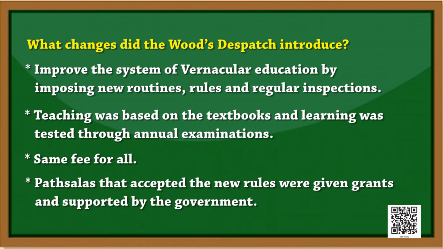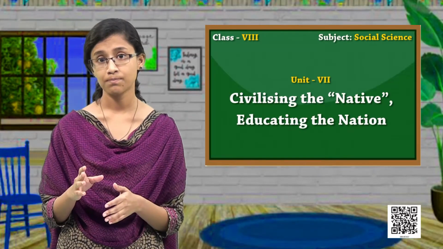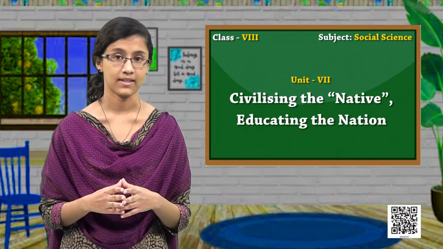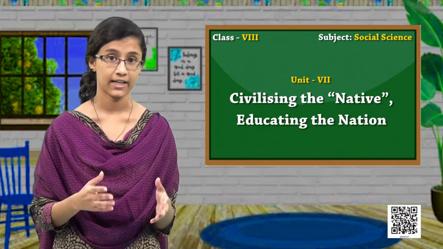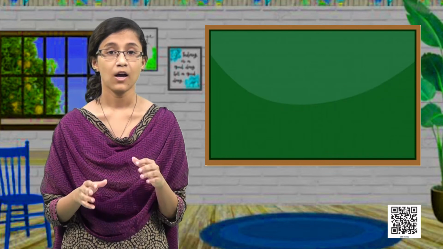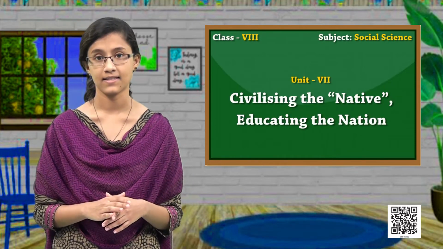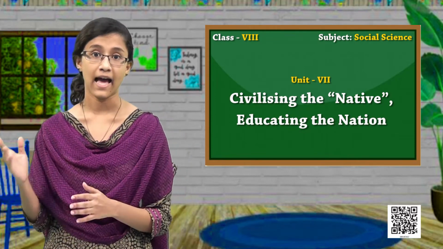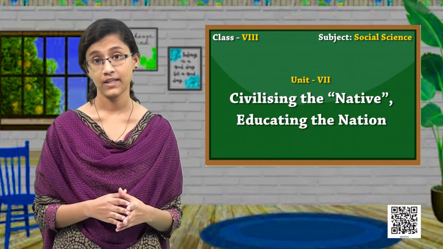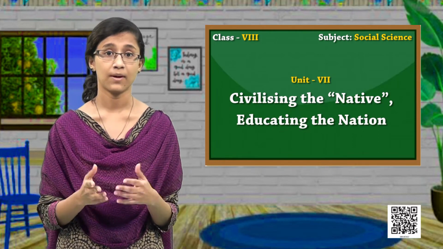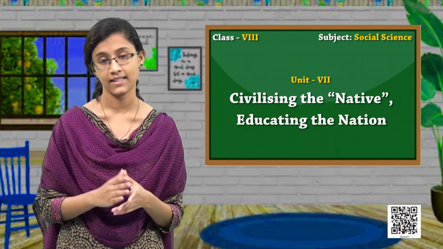All the pathshalas that accepted the new rules were given grants and government support, while those pathshalas that did not accept the new rules did not get any support from the government and found it hard to compete with the aided pathshalas. So how did the new education system affect the students? All the students had to attend regular classes, sit in their allotted seats, study from the textbooks given, and prepare for the annual examinations. But the regular fees and attendance demanded by the new system made it difficult for students from poor families and farming families to attend these schools.